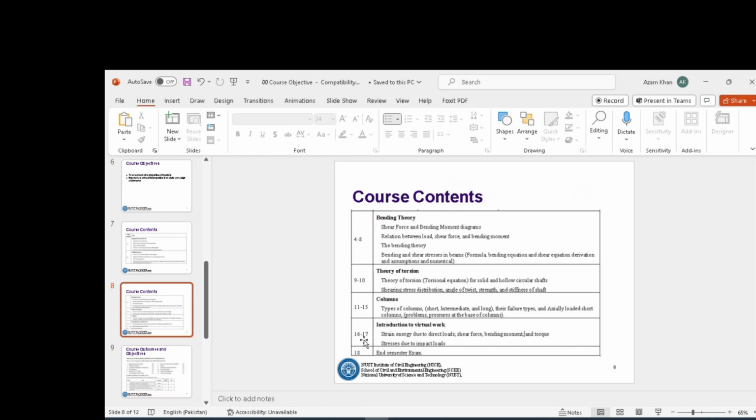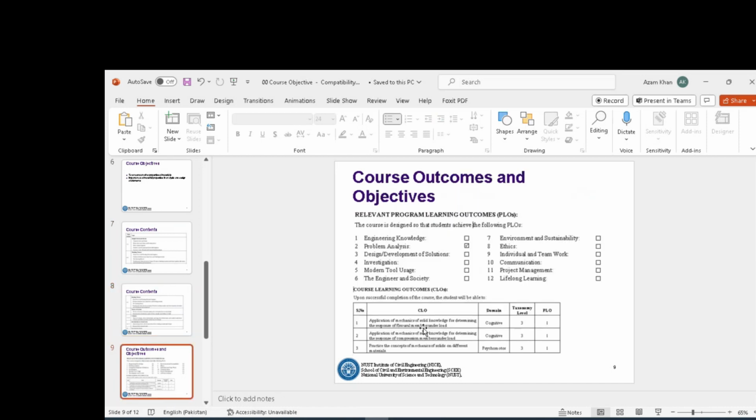Then 16th till 17th week, we will do some strain energy principles, virtual work equations. We will derive how the energy plays the load. Obviously, if we are applying the load on a structure, we are actually pumping some energy into the system. So how to determine that energy which is going into the system, that will be discussed in 16th and 17th week. After that, 18th week, you will have end semester exam, and in the middle, 4th to 9th week, you will have a midterm exam.